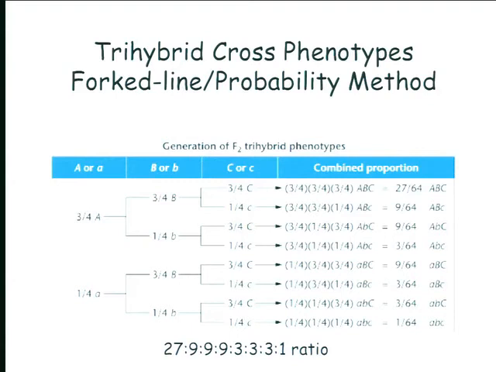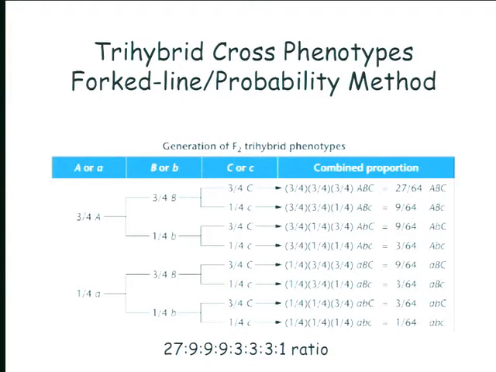How many plants are going to be triply recessive for all 3 alleles? 1/4 times 1/4 times 1/4. Only 1 out of every 64 plants you're going to examine is going to have the small a, small b, small c, triply homozygous recessive phenotype. So all the different allelic combinations come out to a 27 to 9 to 9 to 9 to 3 to 3 to 3 to 1 ratio. And that adds up to 64.